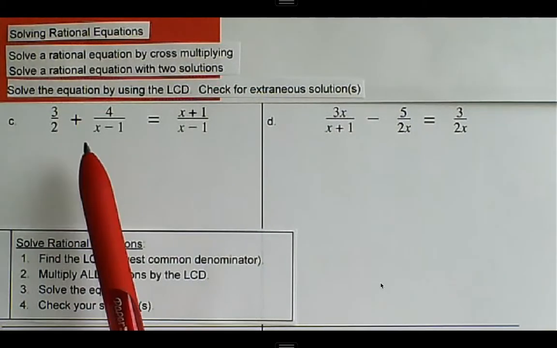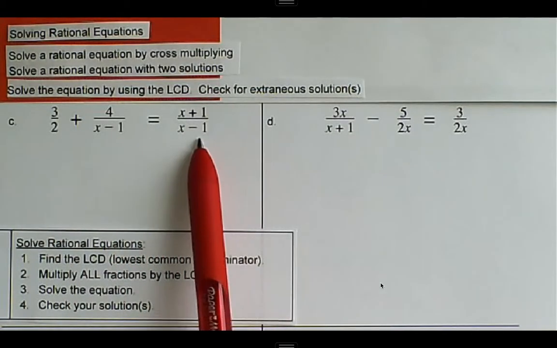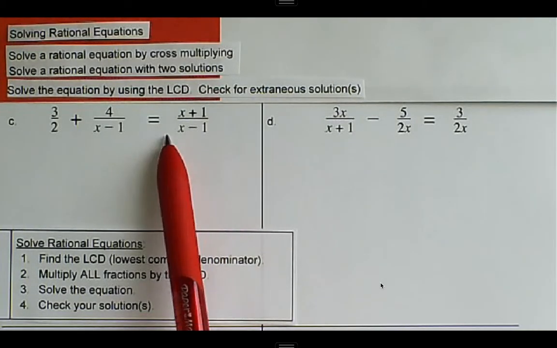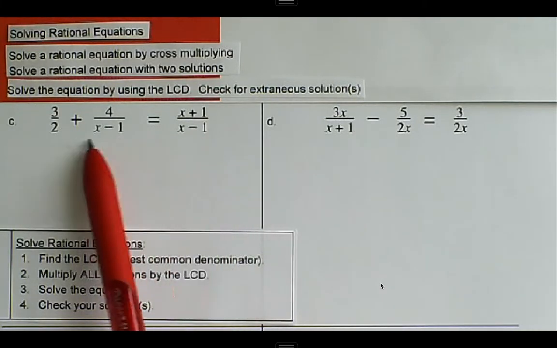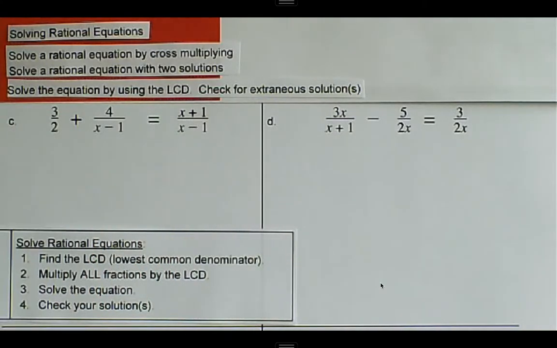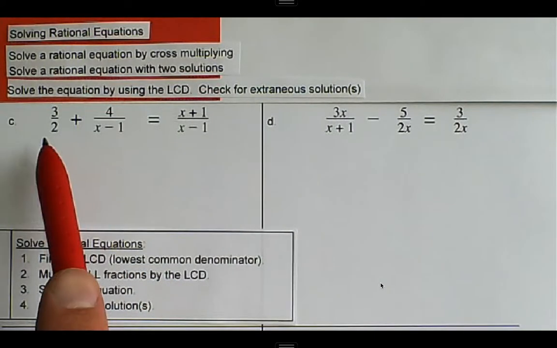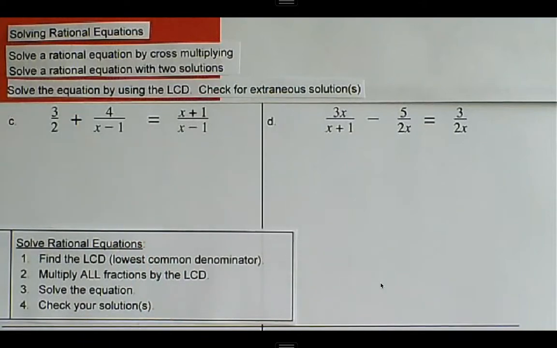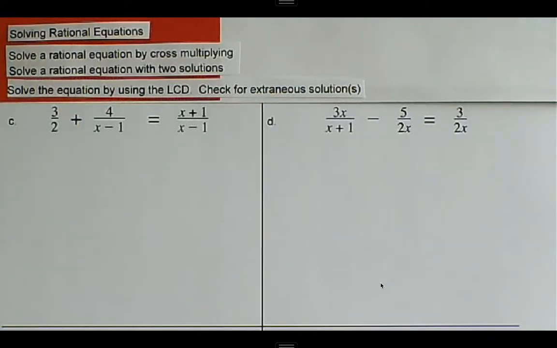So for this equation up here, we have two fractions that have a common denominator of x minus 1. And then we have one fraction that has a denominator of 2. So the LCD for this equation is going to be this denominator multiplied by this denominator. So that's what we're going to do first.